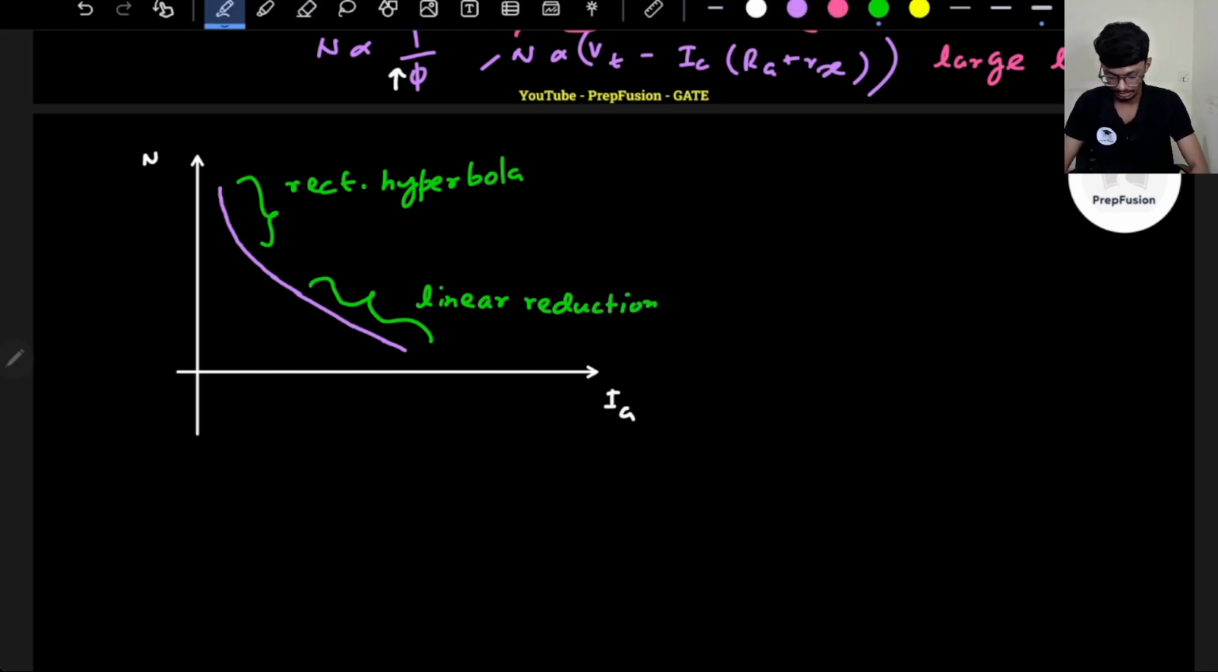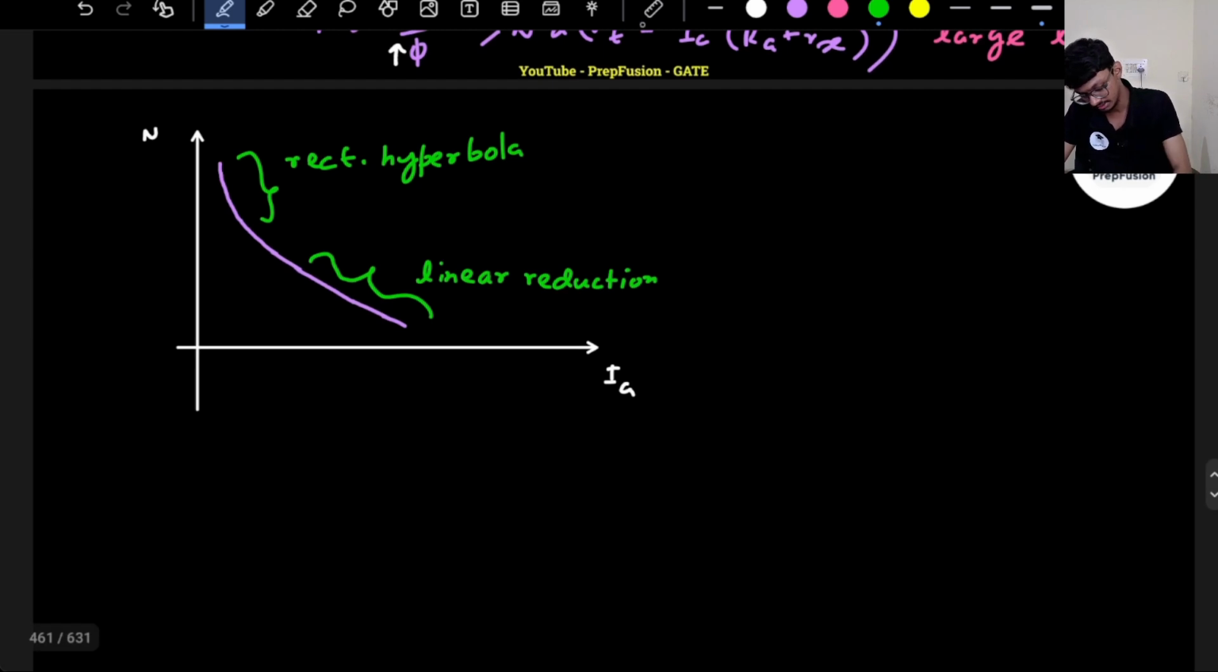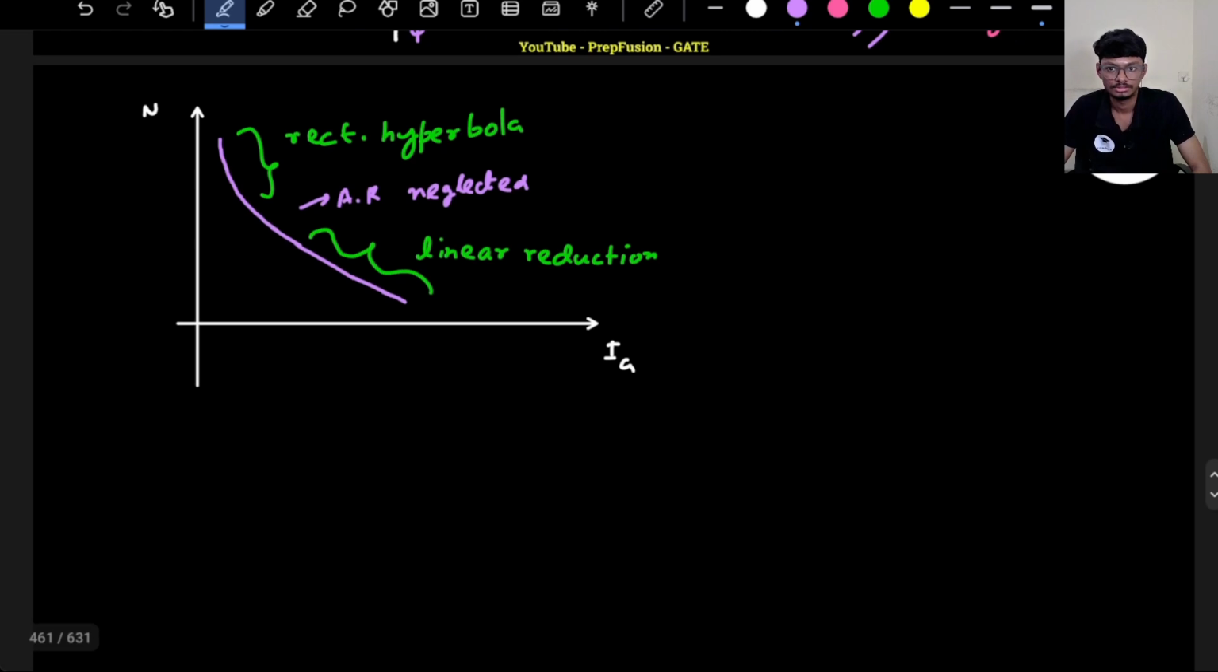Okay, for higher loads. So all this we discussed with armature reaction neglected. Now this graph was with armature reaction neglected. If armature reaction is considered, what will happen? Basically, the graph will shift up, right? If armature reaction is considered, the graph will simply shift up, correct? So yeah, that is what will happen.